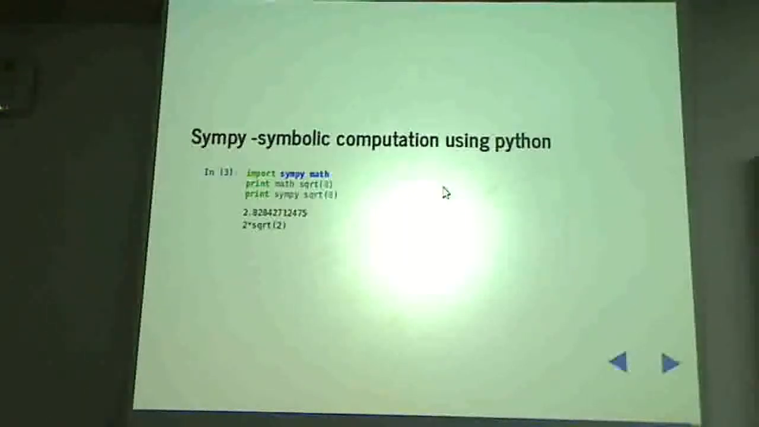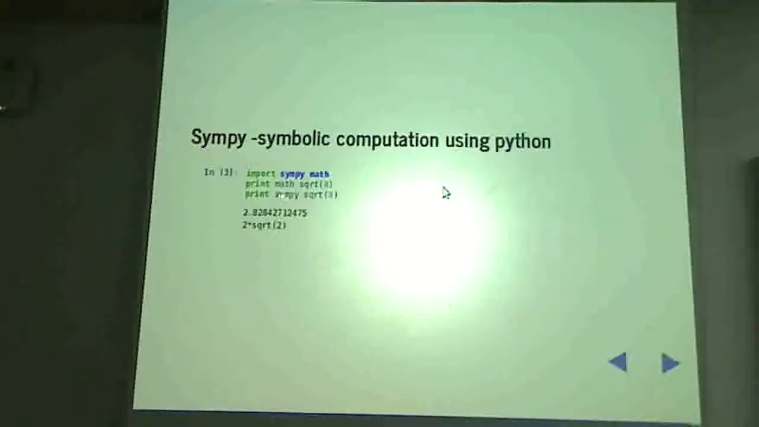SymPy is basically the same idea behind Mathematica, which is that computation should be symbolic wherever possible. It shouldn't be numeric. So there is this SymPy module. If you do import sympy.math, it will import all these modules. Now print math.sqrt(8). It just computes the square root and throws out an approximate answer. Naturally, this is going to be an approximation of that big irrational number.